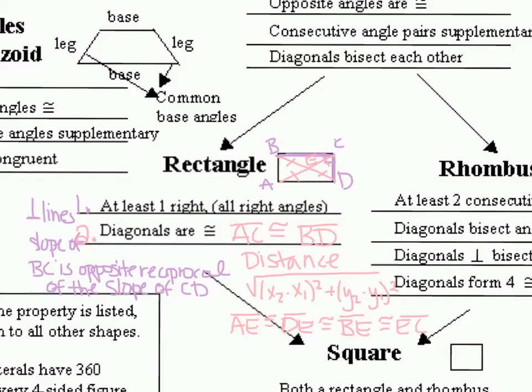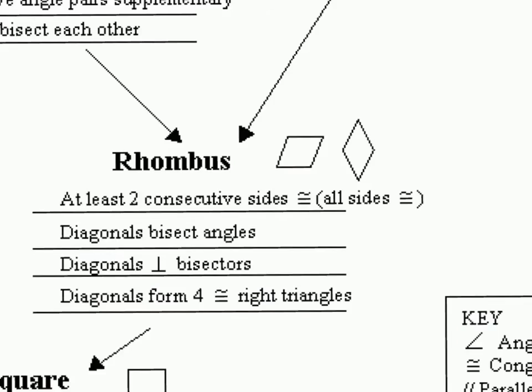Ready, pause. All right, now let's look at rhombuses. A rhombus says that at least two consecutive sides are congruent. That means that these two sides are going to be congruent, or these two sides are going to be congruent. Therefore, all sides are congruent.